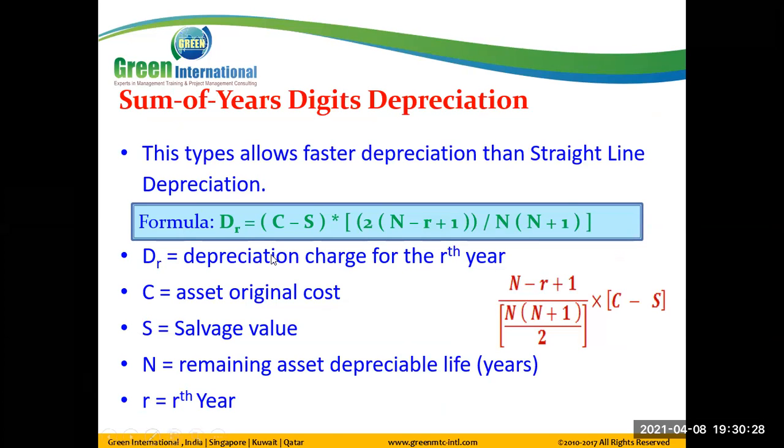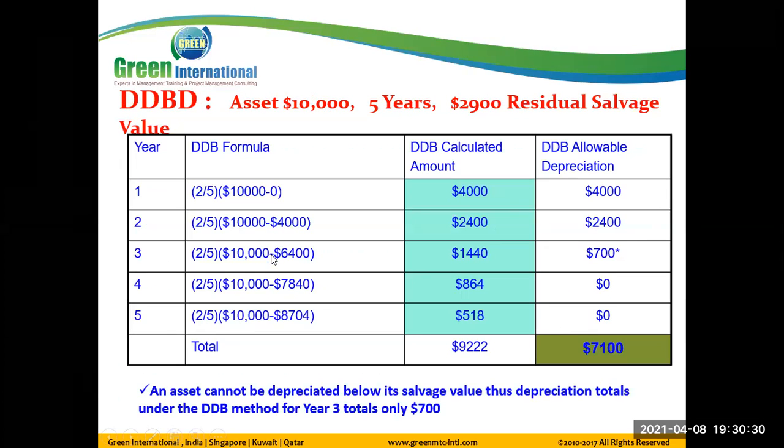Just the previous step. Yeah. In the third step, the first 2 steps are straightforward. When you did the third step, you got this $1,440. But the $700 you got, my understanding is 10,000 minus your salvage value $2,900, that is $7,100. Yep. $7,100 minus the 4,000 minus 2,400, that is exactly your $700.